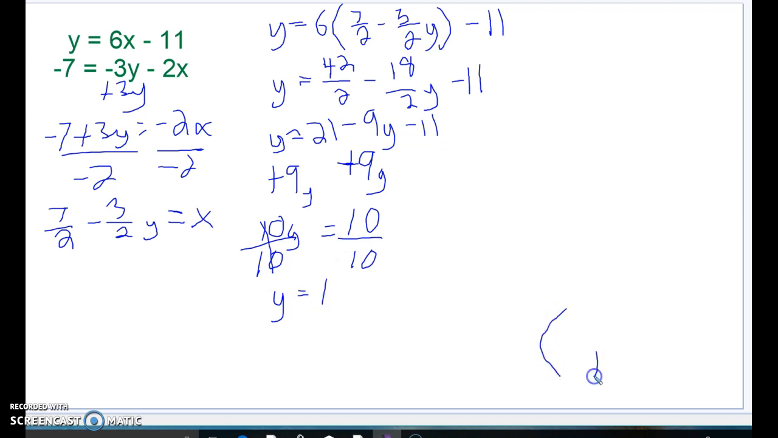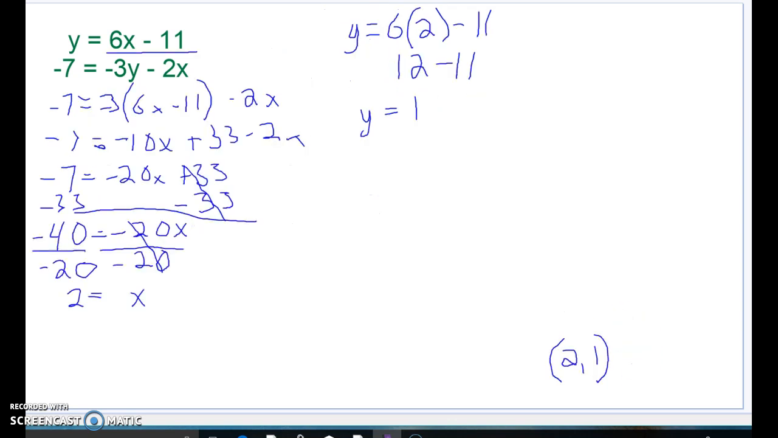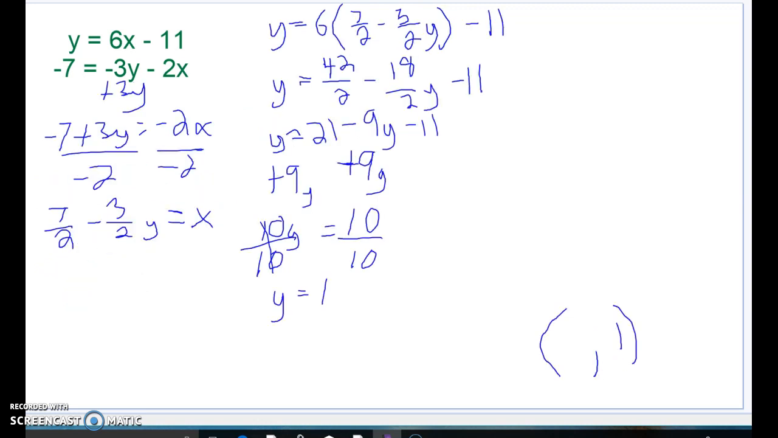So if we write this as a point, x comes first. We don't know x yet, but we do know y. So we have this y is equal to 1. If we look back at the first time we solved it, we did get that y equals 1. But coming back to solving it this way, we can plug in y equals 1 for either of the equations. I'm going to plug it into the first equation. So we're going to have y, which is 1, is equal to 6x minus 11.